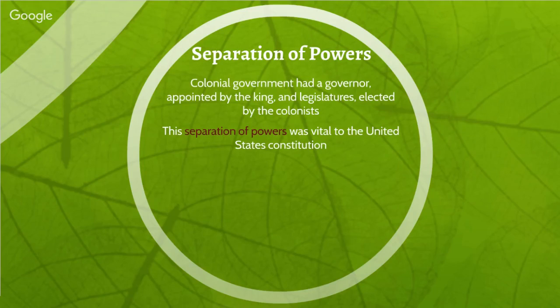And this sort of upset the colonists. They were really appalled by this. They said, we want some true power. We don't want you to be able to tell us what to do without us having a say in that. And that's why the separation of powers was so vital to the United States Constitution. They did not want to just repeat what had been done to them to other colonists.